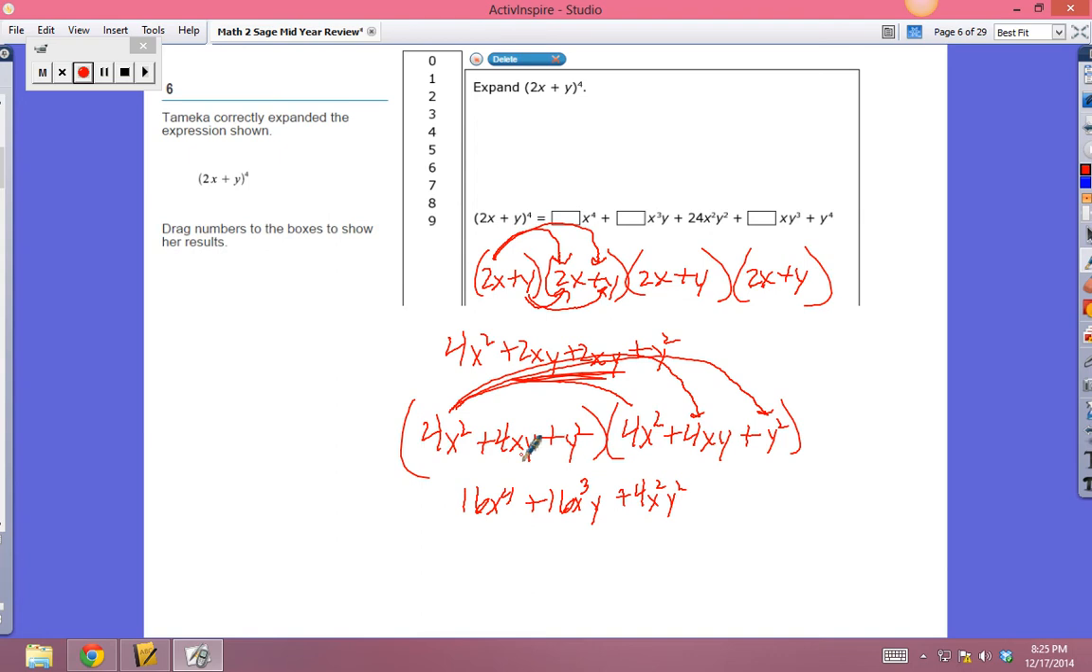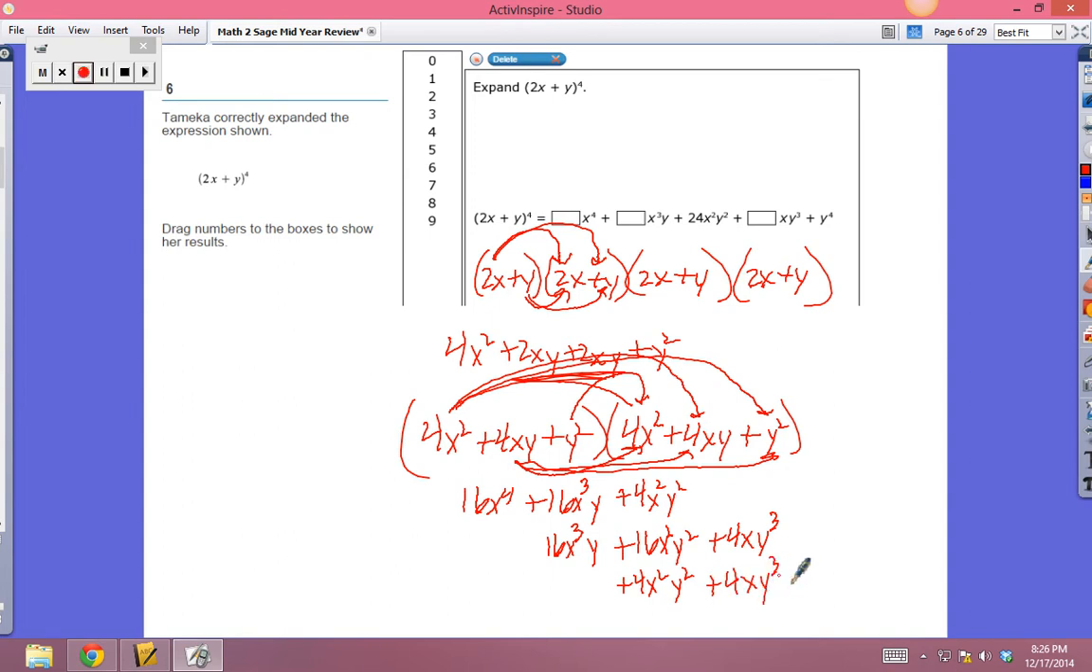And then we got to do the same thing with this 4xy. 4xy times 4x squared is going to be 16x cubed y, so that's the same term as that one. 4xy times 4xy is going to be 16x squared y squared. And 4xy times y squared is going to be 4xy cubed. Okay, now I just got to times the y squared through. Y squared times 4x squared is going to be 4x squared y squared, so that matches up in this column. Y squared times 4xy is going to be 4xy cubed. Y squared times y squared is going to be y to the 4.